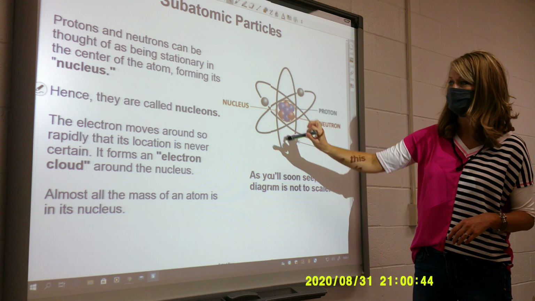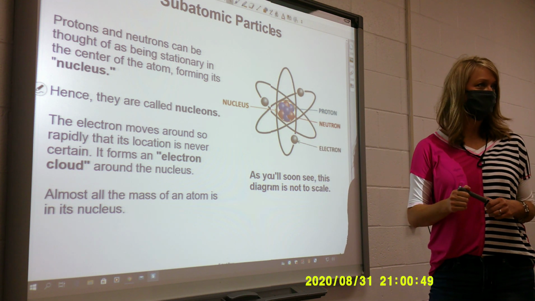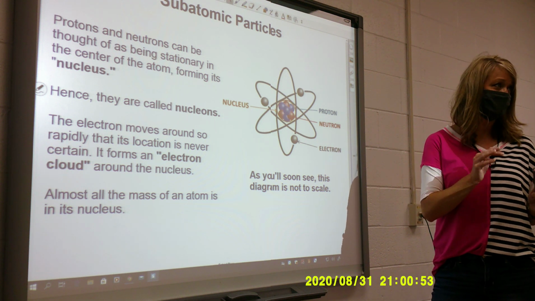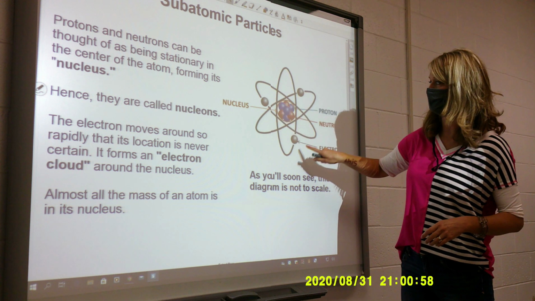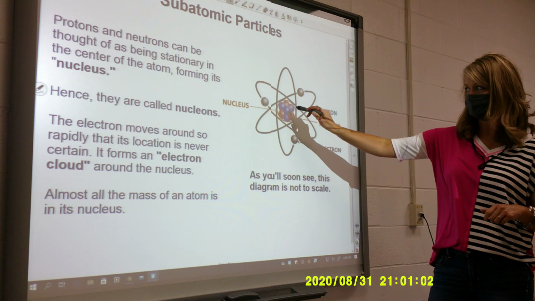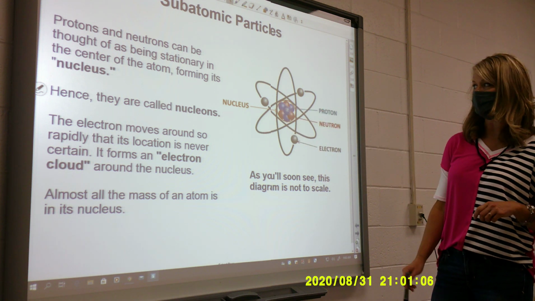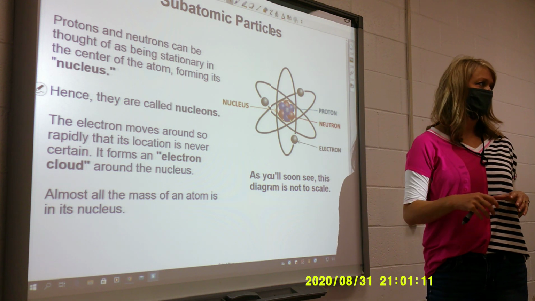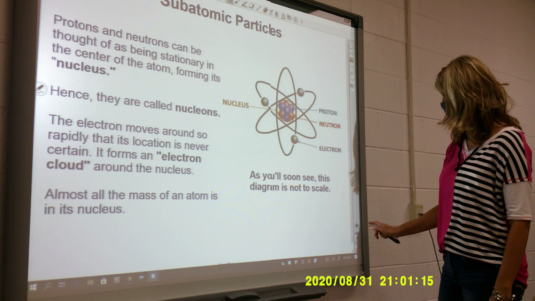The electrons move around so rapidly that their location isn't certain. They know pretty much where they're at, but it's not exact. It forms an electron cloud around the outside of the nucleus. Almost all the mass is in its nucleus. As you'll see, this diagram is not drawn to scale. They've shrunk it down so it'll fit on this page. Honestly, if we were drawing it to scale, it wouldn't fit in this room, wouldn't fit in this school. Okay?